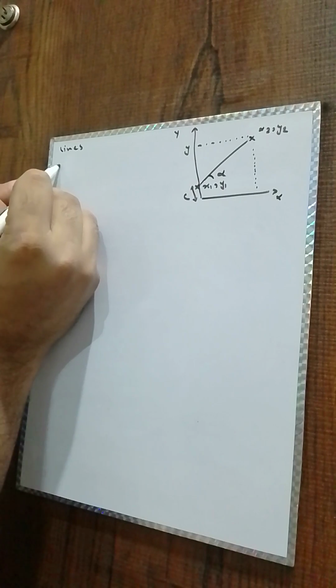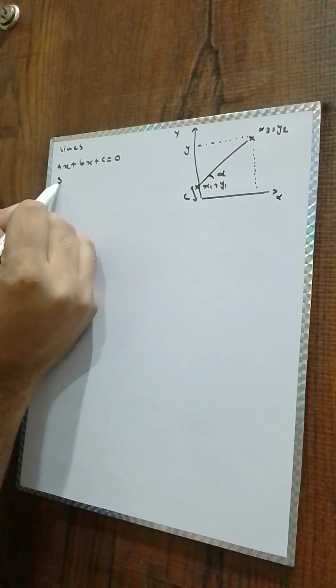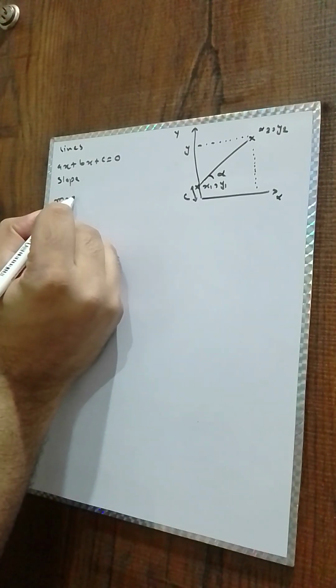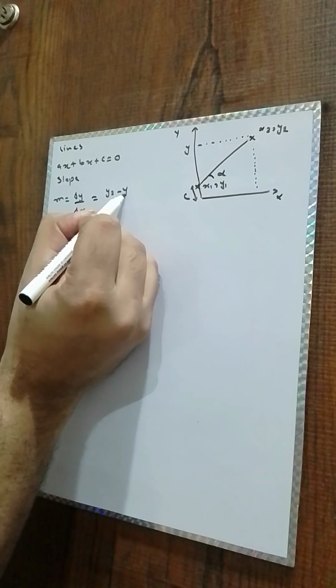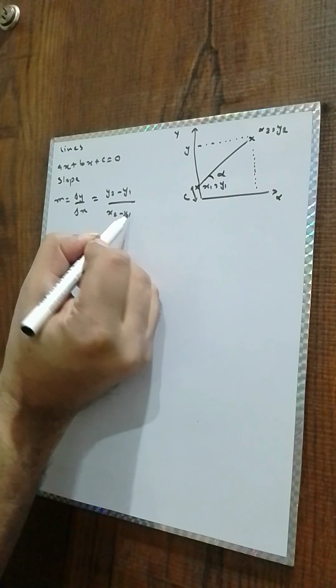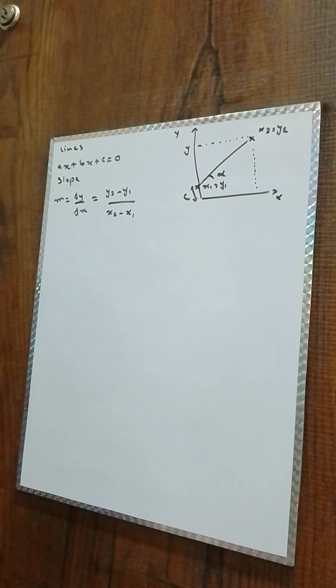The general form is ax plus by plus c is equal to 0 in standard cases, and when we discuss the slope, it is depicted by m, and it is actually delta y by delta x, which means it is equal to y2 minus y1, the y coordinates, over x2 minus x1. So this is the slope.